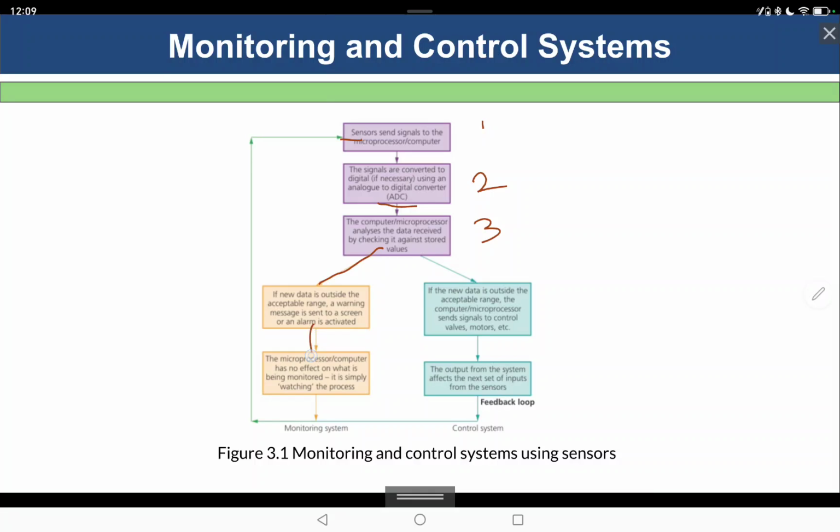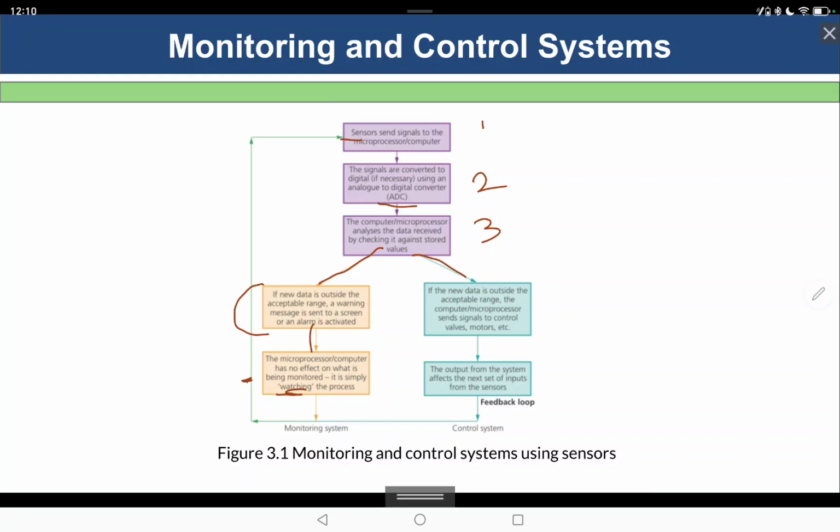The microprocessor or computer has no effect on what is being monitored, meaning that the aim is just to compare the data with the acceptable range and then send a warning message. So it does not have any effect on what is being monitored. Basically, it's just watching, monitoring the process.